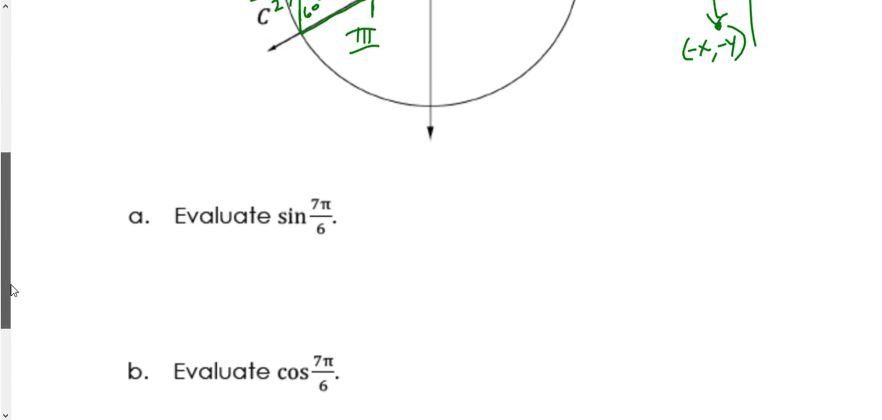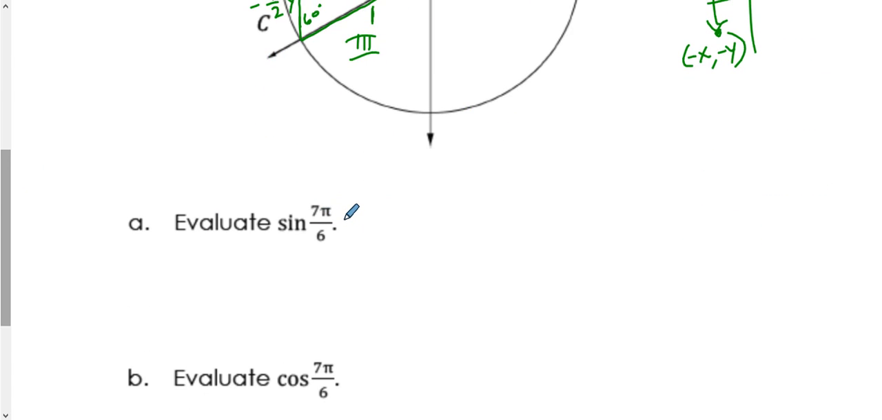So the sine of 7 pi over 6 is going to be negative 1/2, because it is the y. Almost made a mistake there. Negative 1/2. Oops. All right. Negative 1/2. The cosine of 7 pi over 6 is going to be negative square root of 3 over 2.